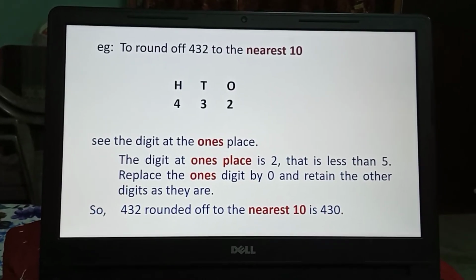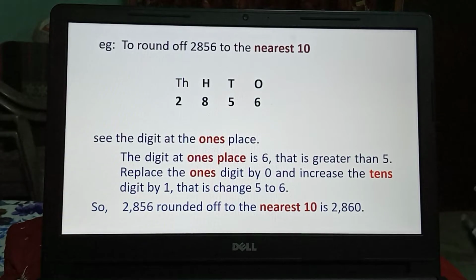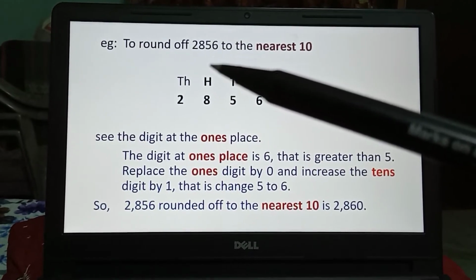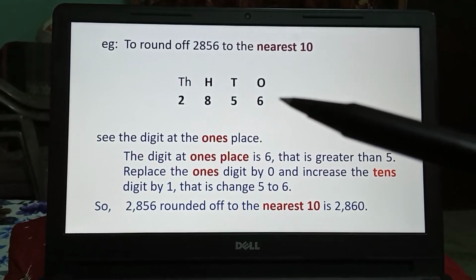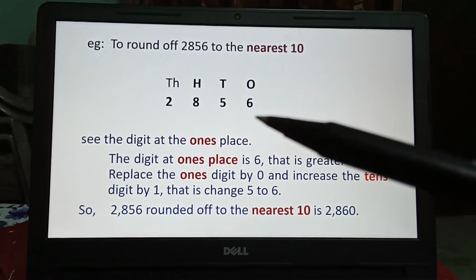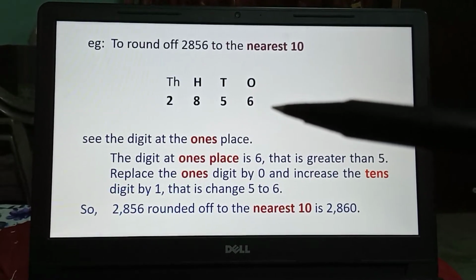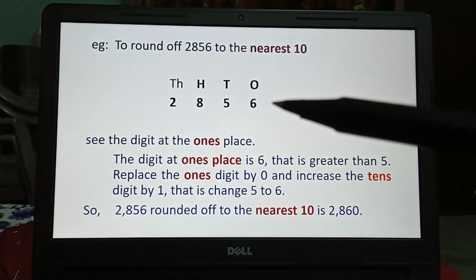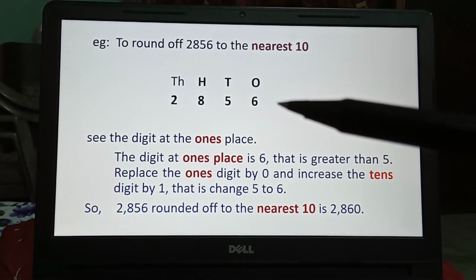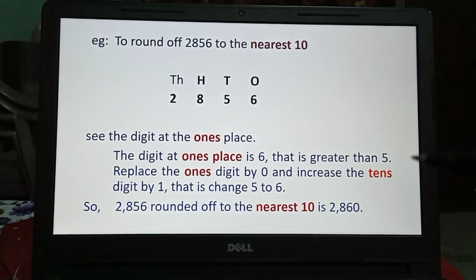Now it will be more clear. I am taking another example, children. The next example is we have to round off the number 2856 to the nearest 10. Again you write here the place values, children: ones, tens, 100, 1000, and check your digit at the ones place. What is the digit at the ones place? It is 6. Now is 6 more than 5 or less than 5? Yes, 6 is greater than 5.